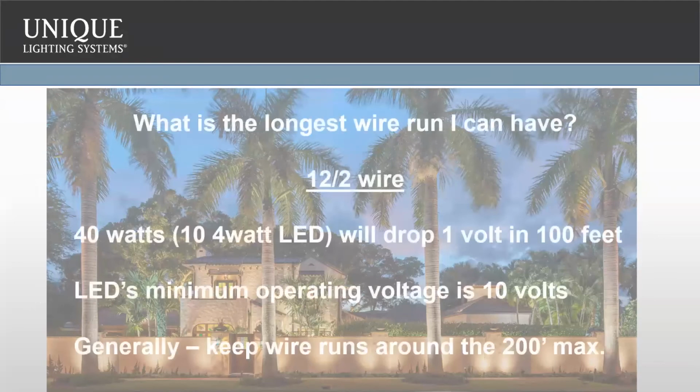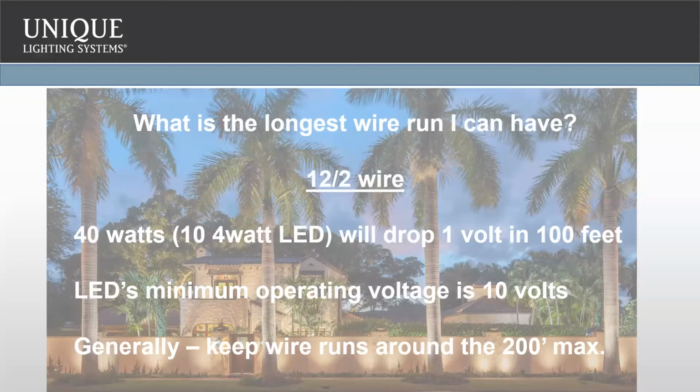The next question that we get is, what's the longest run I can have? And again, it all depends on how much load you're putting on that transformer or on that wire, and the size of that wire. So here on the screen, if we're using 12-2 wire and we know we want to keep that around 16 amps, the example I have here is 40 watts, that's 10 4-watt LEDs, and let's say I've got them in a cluster 100 feet away from the transformer. That will drop 1 entire volt in 100 feet.